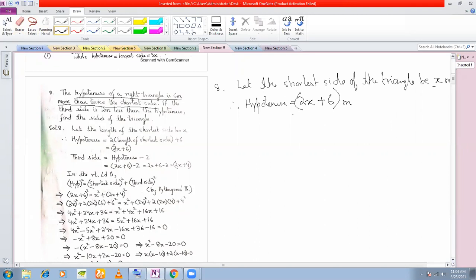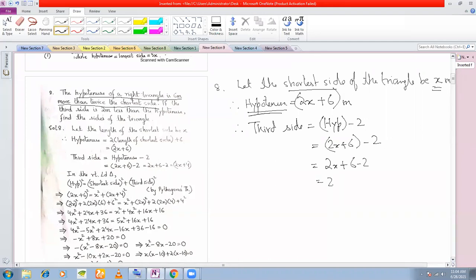Next, the third side. You know the length of the shortest side, we have taken this to be x. You've got the hypotenuse. Now only one side is left. So therefore, what is the third side they are saying? If the third side is 2 meters less than the hypotenuse, that means hypotenuse minus 2 meters, right? Hypotenuse here is 2x plus 6 minus 2, which is equal to 2x plus 4. Now you know all three sides. You know this side, you know the hypotenuse, and you know the third side also.